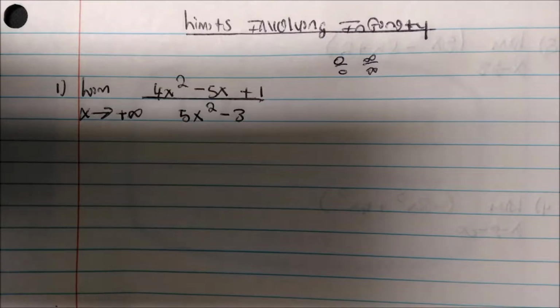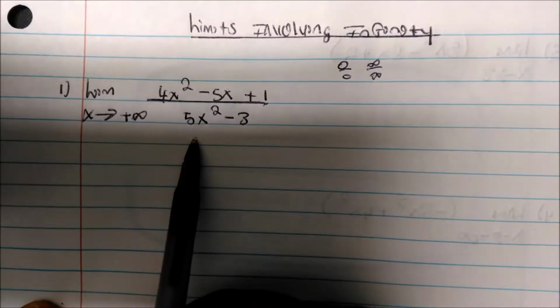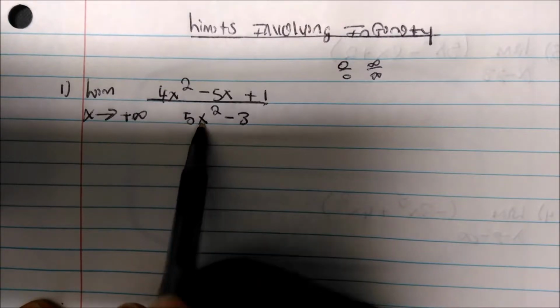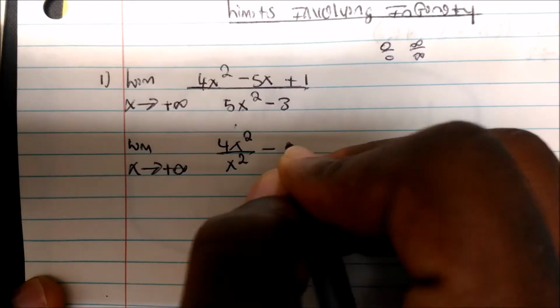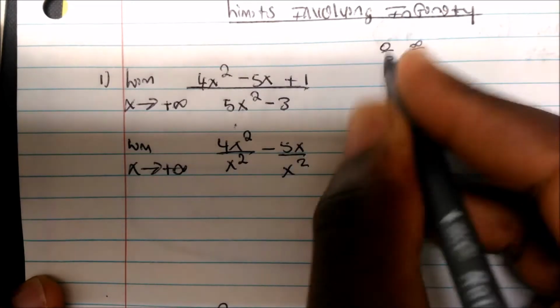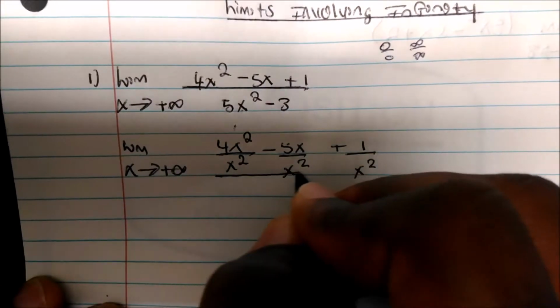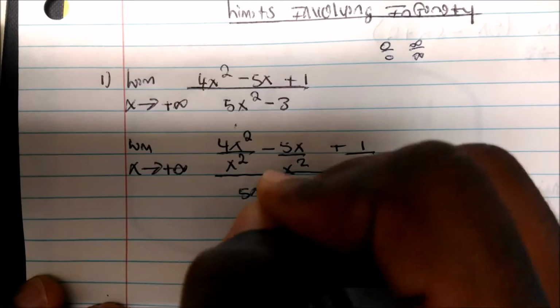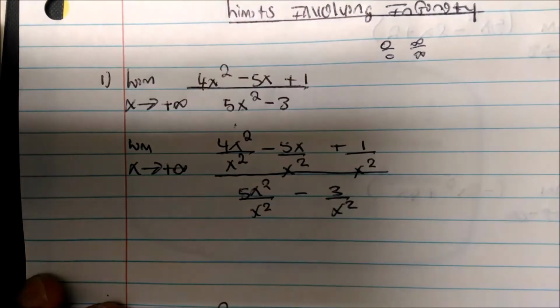Tackling problems with infinity usually involves dividing by the highest power of x in the denominator. Looking at this, the highest power of x in the denominator is actually x squared. So I could say the limit as x approaches positive infinity is going to be 4x squared divided by x squared minus 5x divided by x squared plus 1 divided by x squared, and this is all over 5x squared divided by x squared minus 3 divided by x squared.